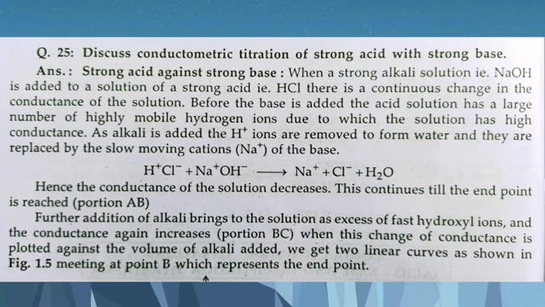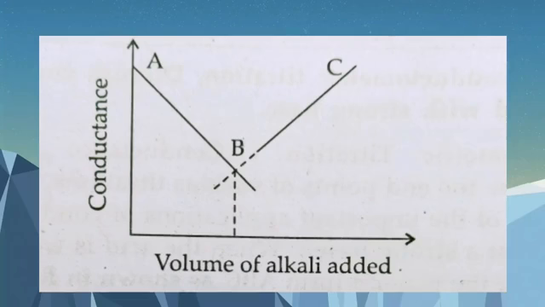This continues till the end point is reached, the portion AB. Further addition of the alkali brings to the solution an excess of hydroxyl ions, the OH minus is there, and the conductance again increases, that is the portion shown by BC. When this change of conductance is plotted against the volume of alkali added, we get two linear curves as shown in the figure in the next slide, meeting at point B, which represents the end point. So you can clearly see in this diagram which is plotted, conductance against the volume of alkali added.